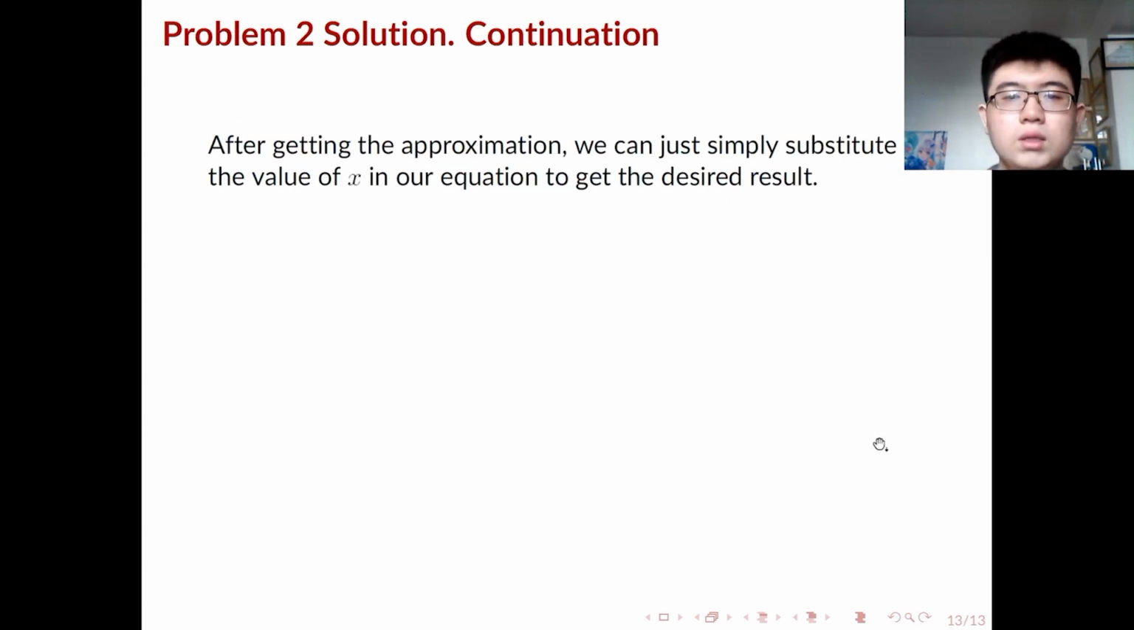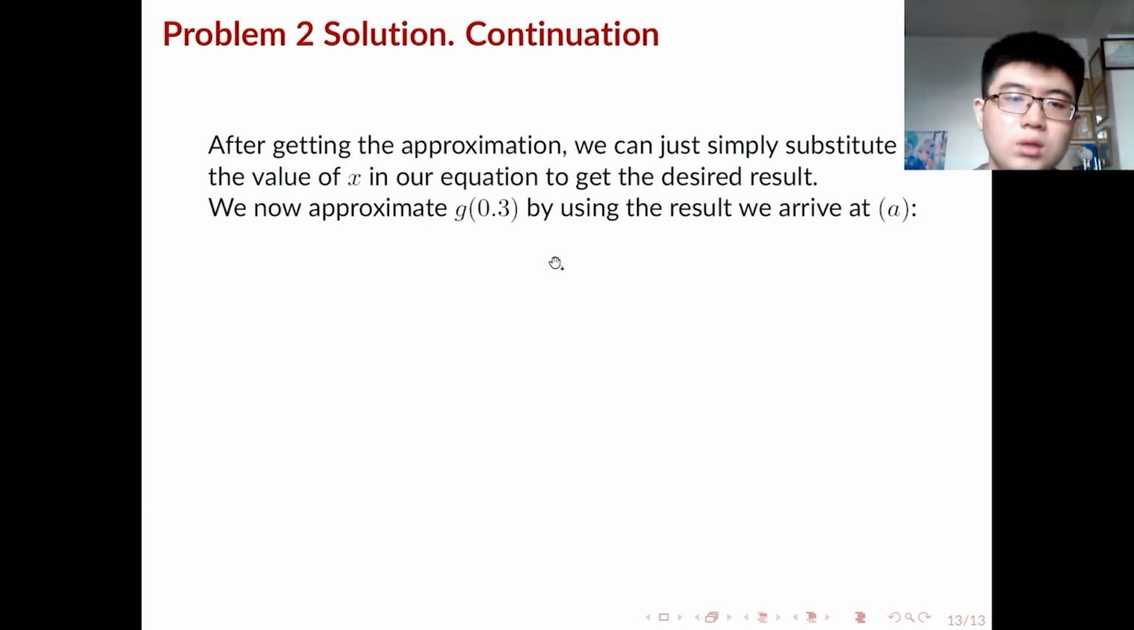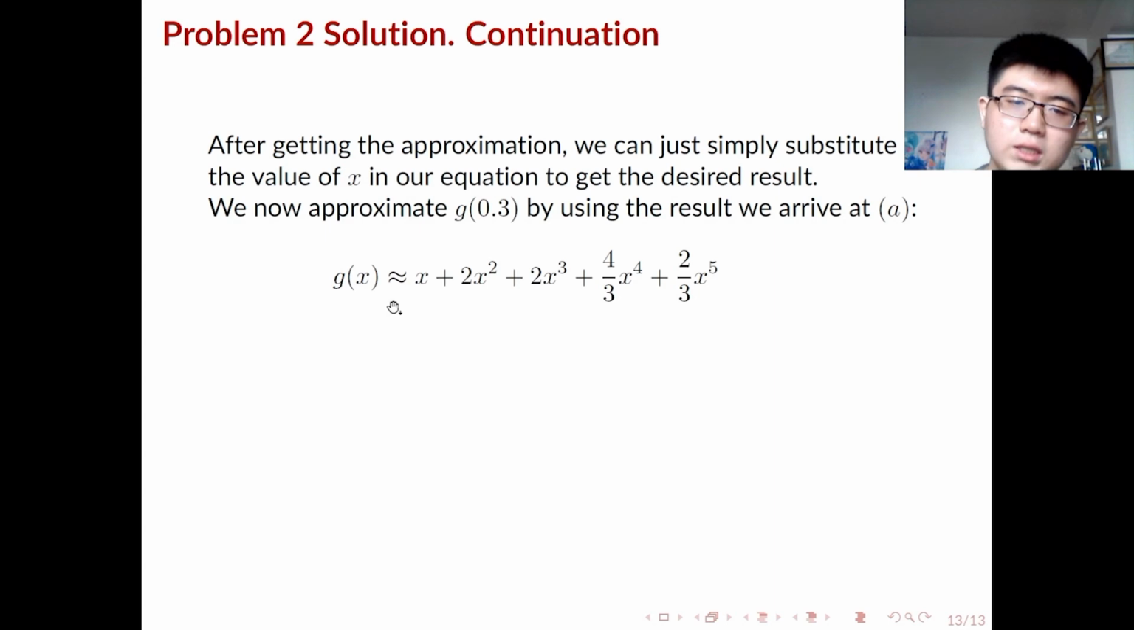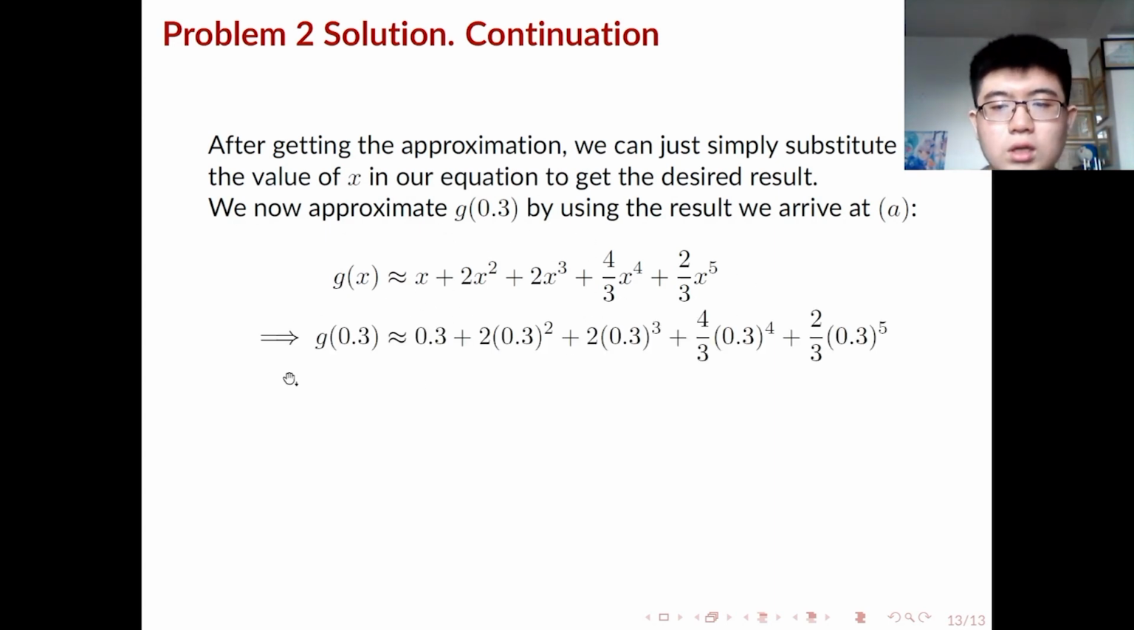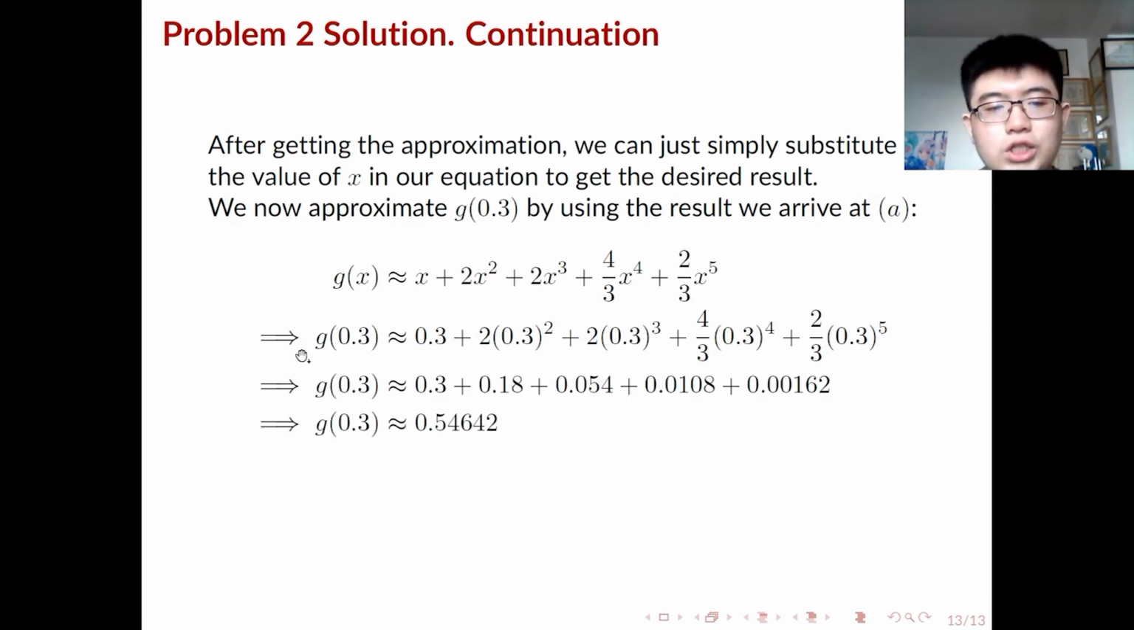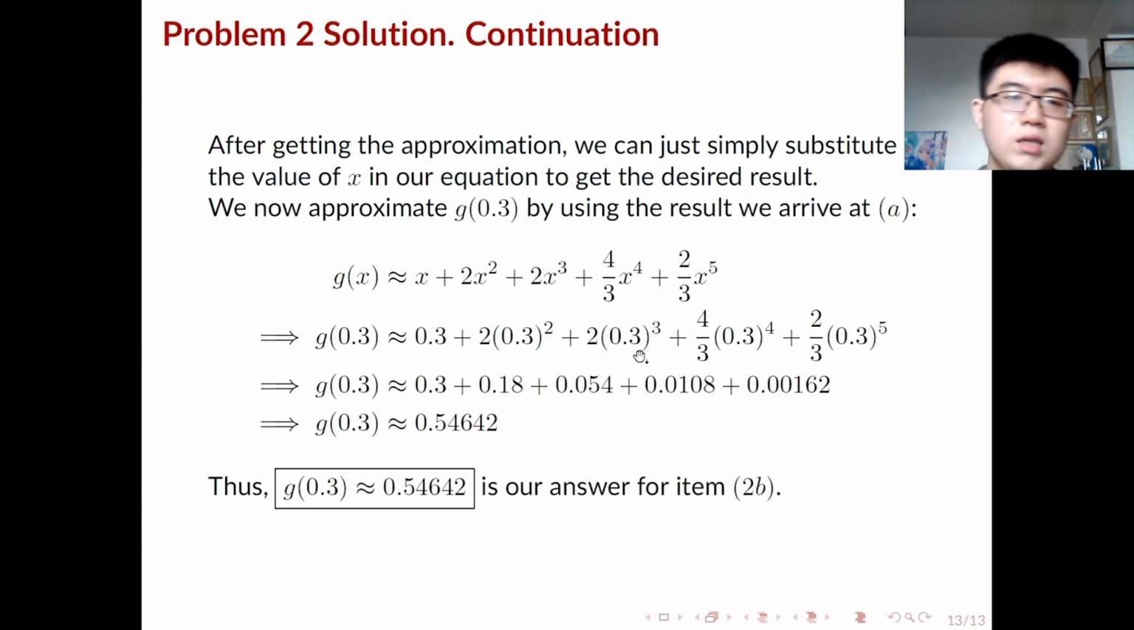Alright, so to get part B, we just substitute in whatever x we want. Since we want g(0.3), we simply substitute 0.3 into our given function. Therefore, upon computation, we get that g(0.3) is approximately 0.54642. And that is our final answer for 2B.